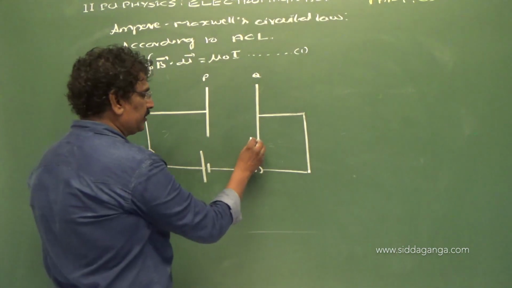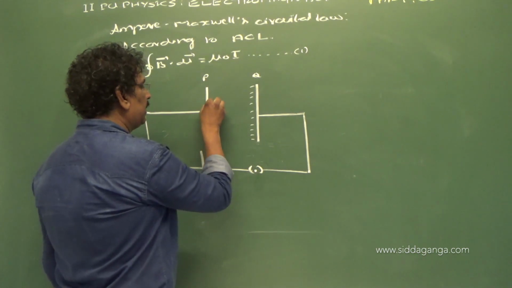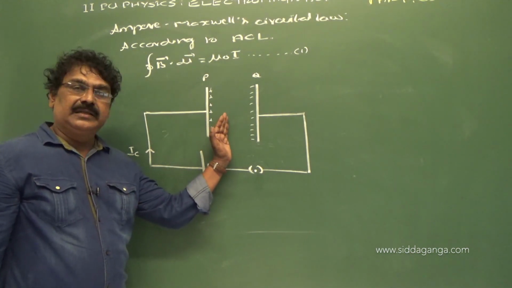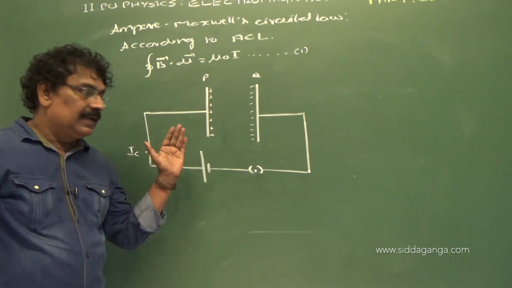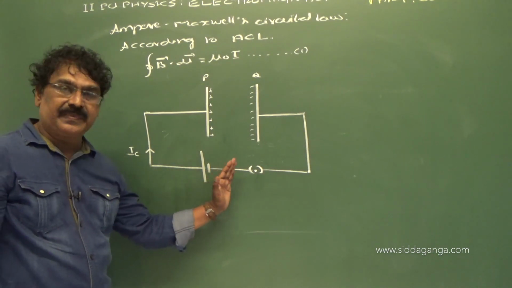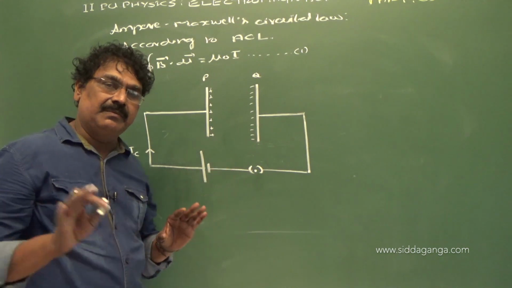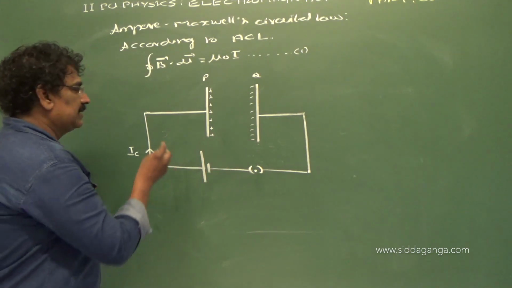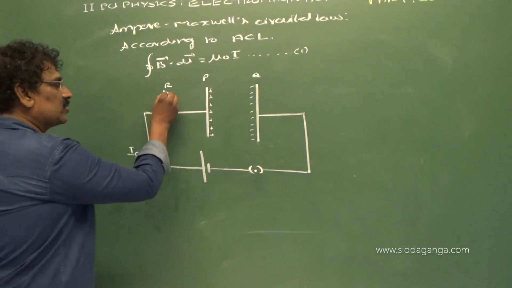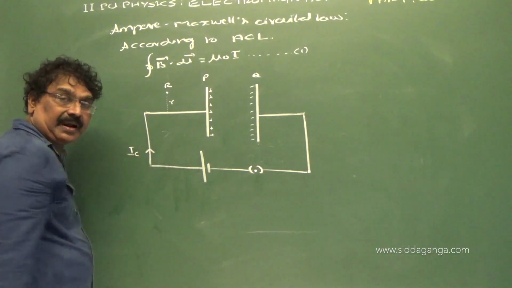As a result, the plate Q becomes negatively charged and plate P becomes positively charged. As the charge on the plates increases, the conduction current decreases. It is a time varying current that is flowing through the circuit. And when the capacitor is completely charged, the conduction current becomes 0. Now, let us consider a point R outside the capacitor at a perpendicular distance R from it.